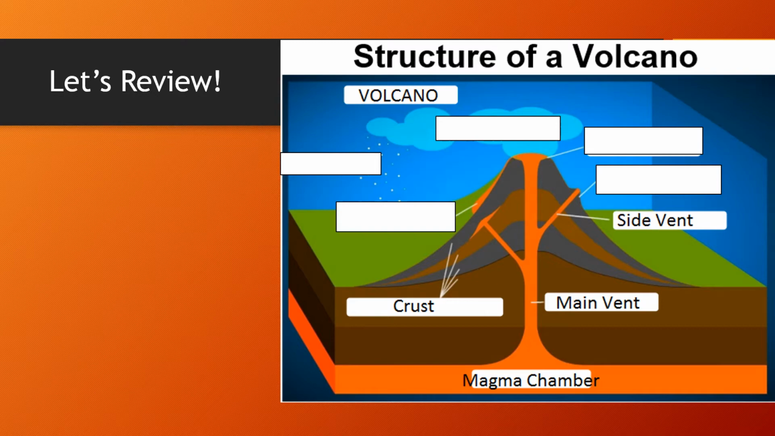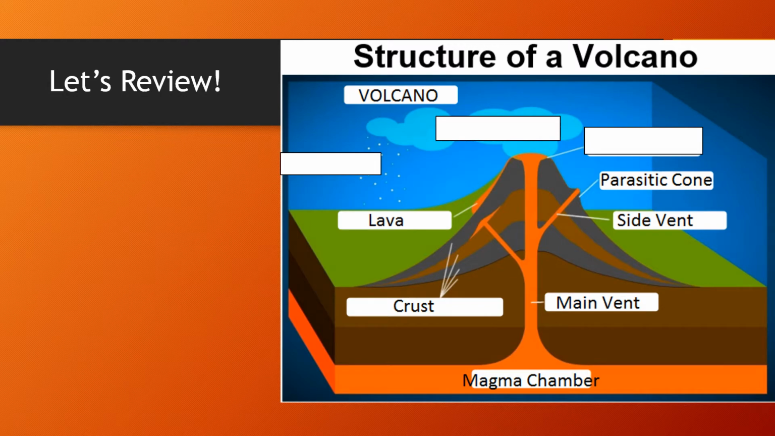We also have here the side vent. The side vent is an opening in the side of the volcano through which volcanic materials like the lava and gases erupt. Another part is what we call the parasitic cone. A parasitic cone is a cone-shaped accumulation of volcanic material not part of the central vent of a volcano. It forms from eruption from fractures on the flank of a volcano.